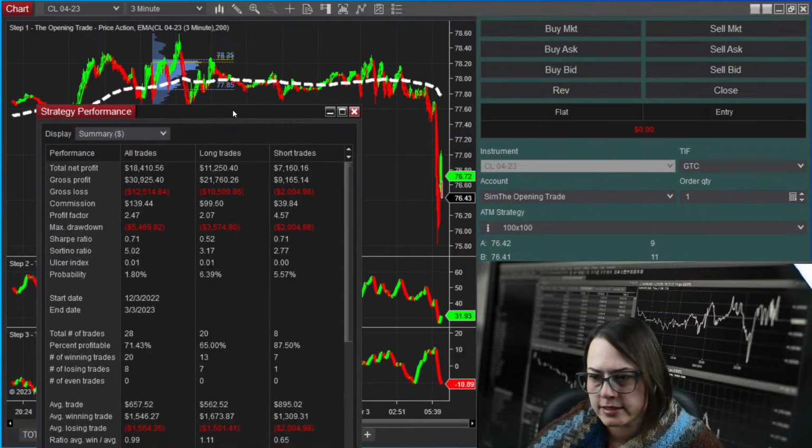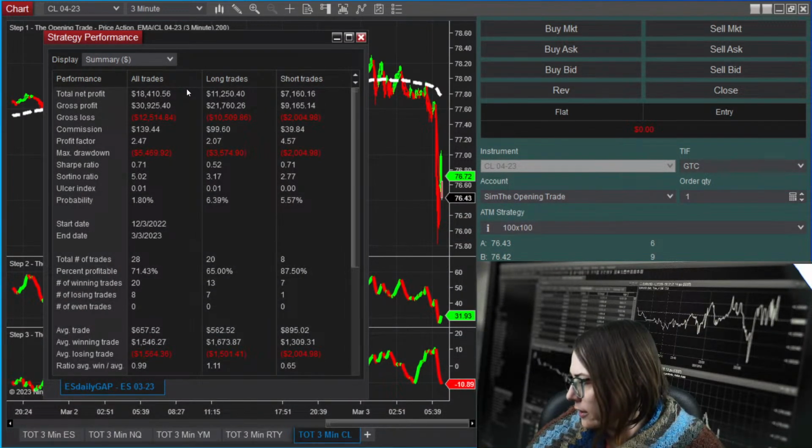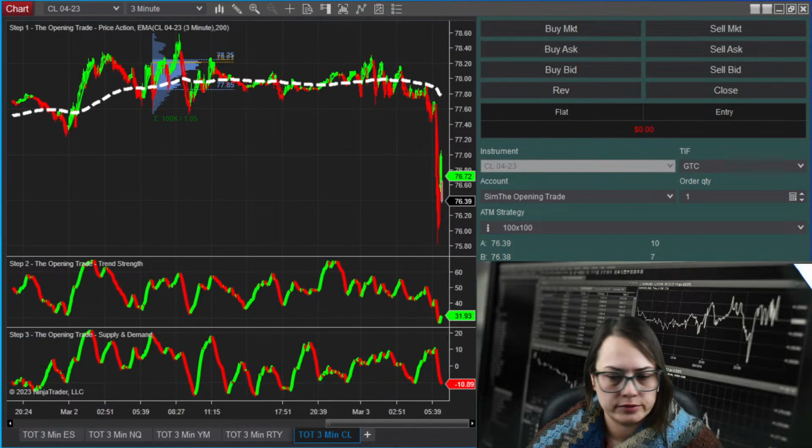S&P 500. Here we go. Here's our 90-day date range, the max drawdown, the gross loss, the gross profit, and the total net profit shown there. So that looks pretty good as well. All right.